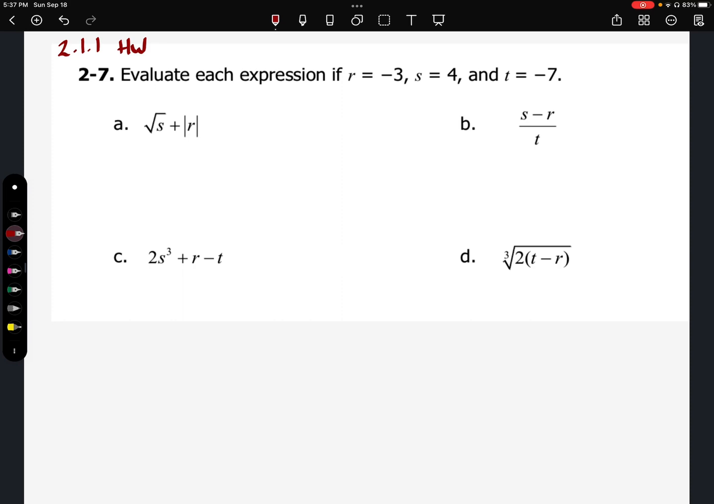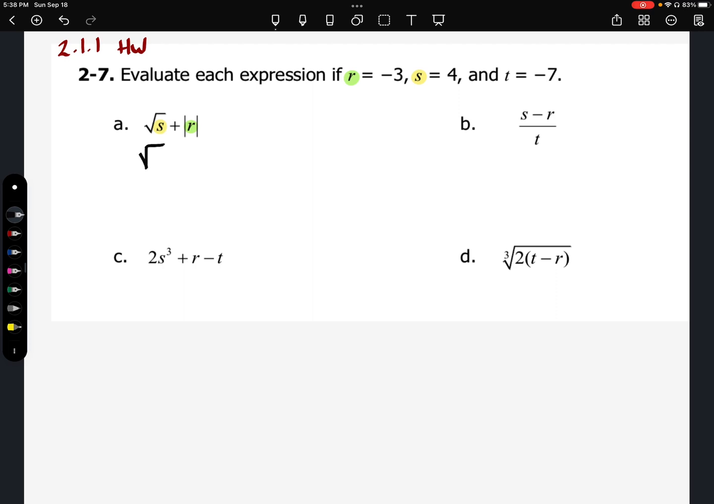This is problem 2-7. It says, evaluate each expression if r equals -3, s equals 4, and t equals -7. Letter A gives us the expression the square root of s plus the absolute value of r. We are just going to plug in our values for s and r, and then simplify the expression.